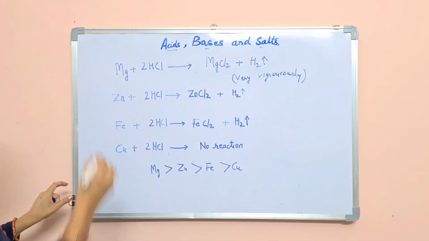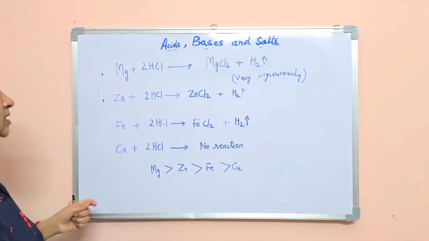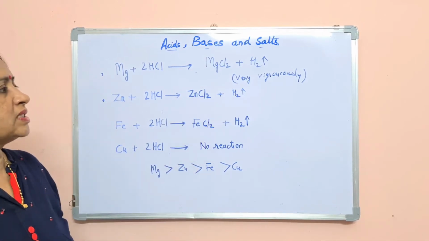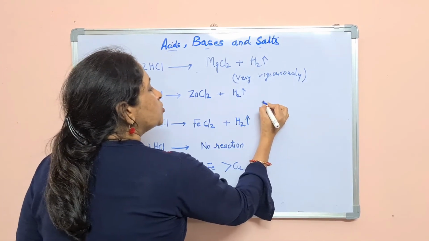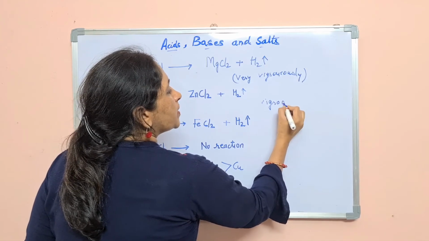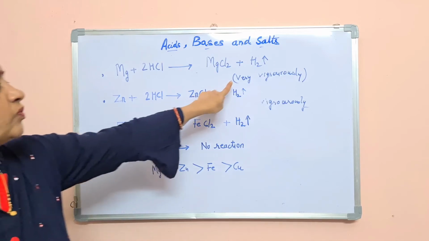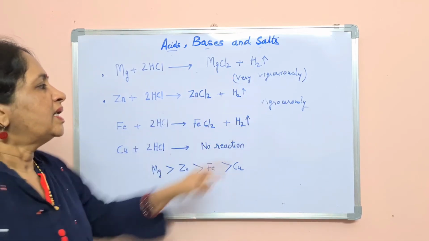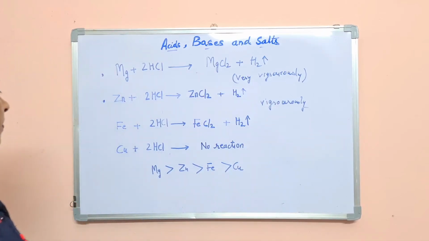Then next, when zinc is added to hydrochloric acid, here also hydrogen gas is evolved, but that gas is not as vigorous as compared to magnesium. Magnesium is very vigorous in nature. Zinc is less vigorous as compared to magnesium.